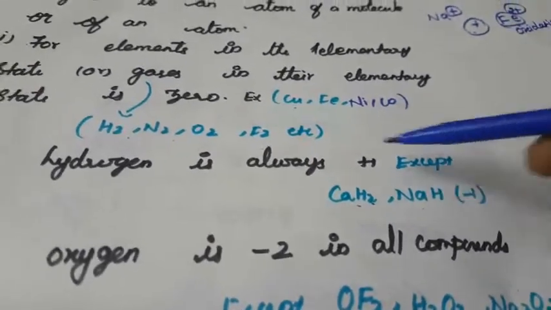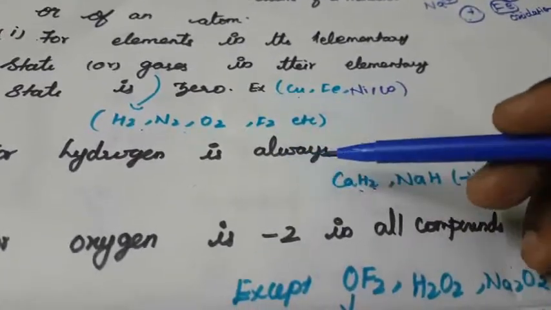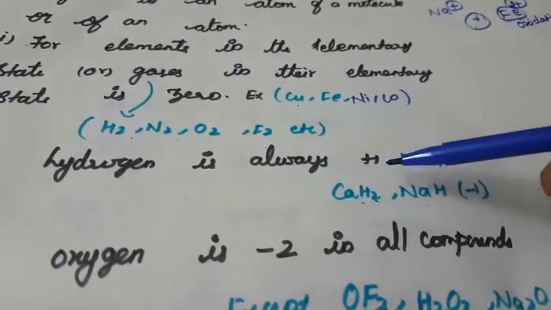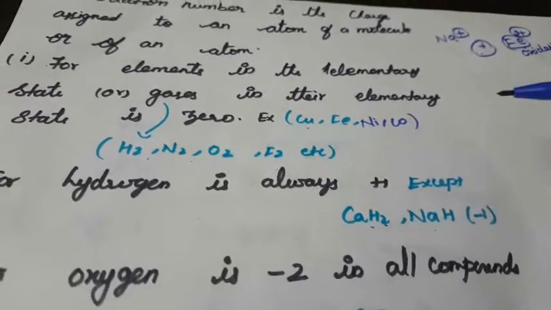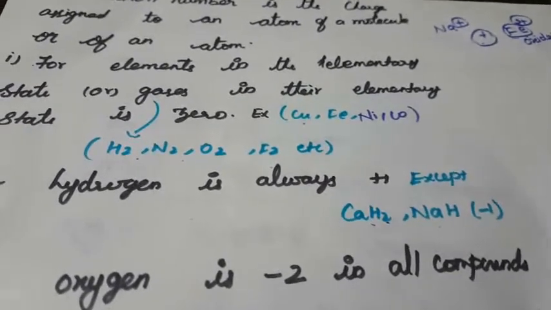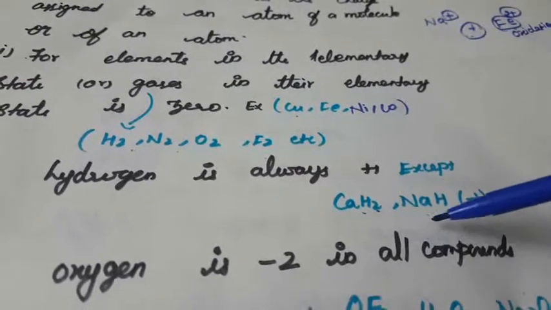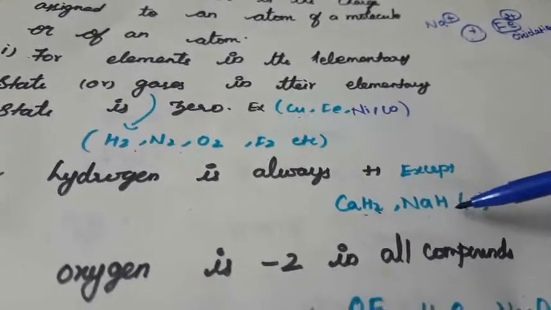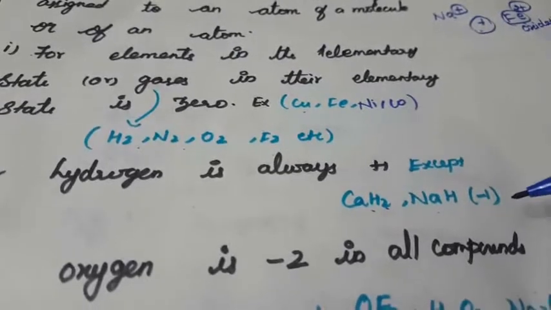So for hydrogen the oxidation number is always +1. What is meant by oxidation number? The charge assigned to an atom. In metal hydrides, like calcium hydride and sodium hydride, the oxidation number is -1.